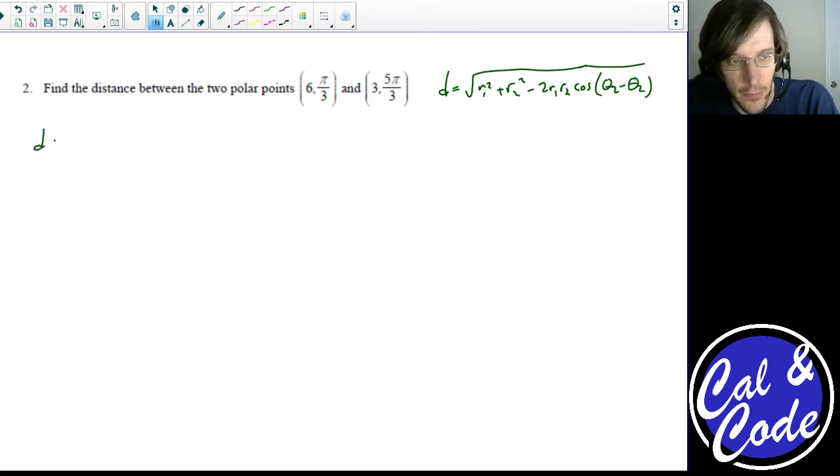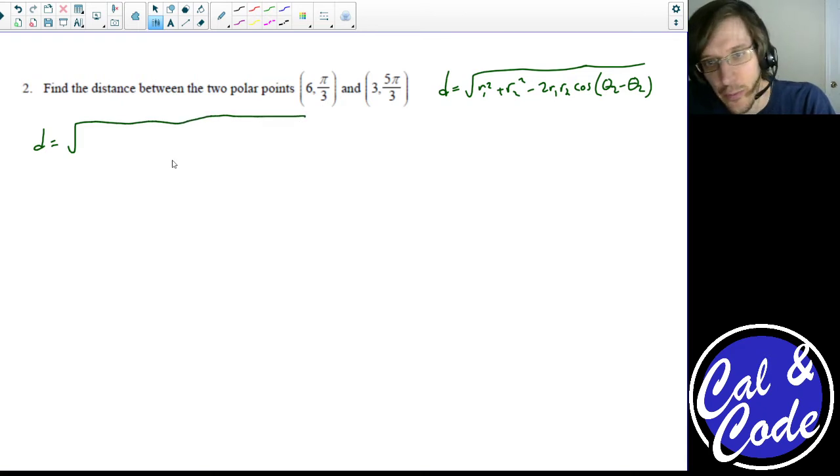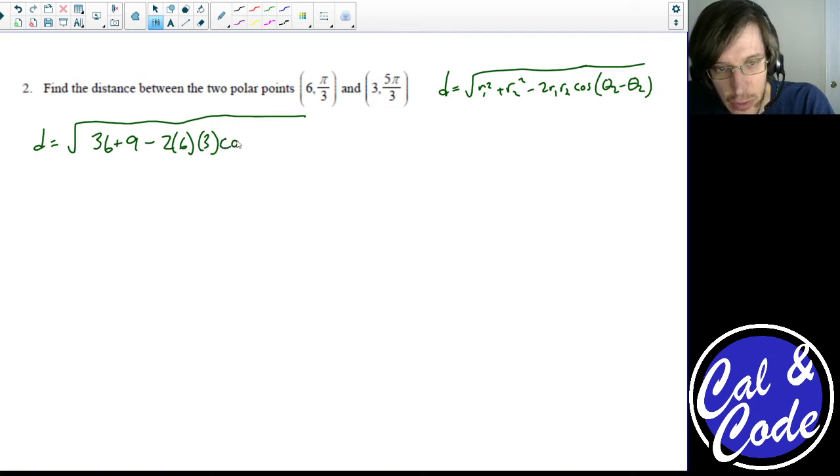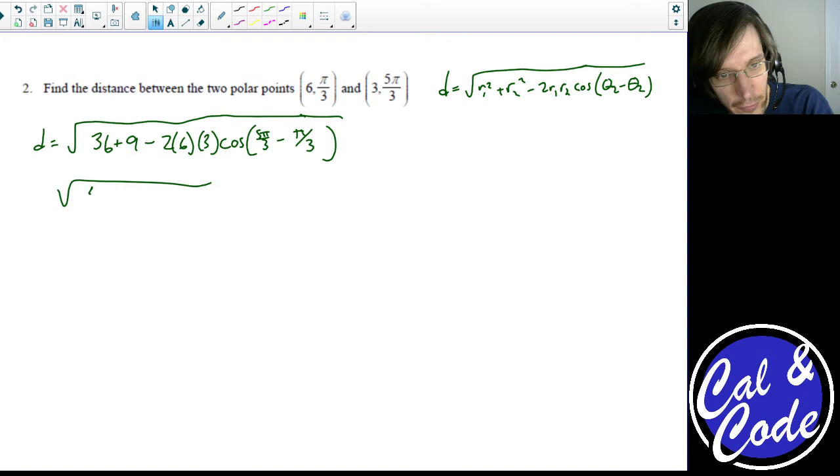So to figure this particular one out, I'm going to be taking the square root of the first radius squared, so 36, plus the second radius squared, which is 9, minus 2 times 6 times 3 times the cosine of the angle between these 2 points, 5 pi thirds minus pi thirds. This gives me the square root of 45 minus 36 cosine of 4 pi over 3.